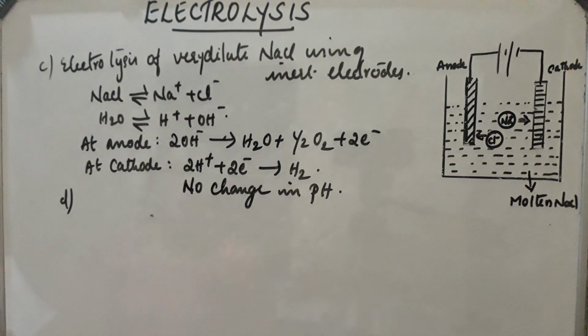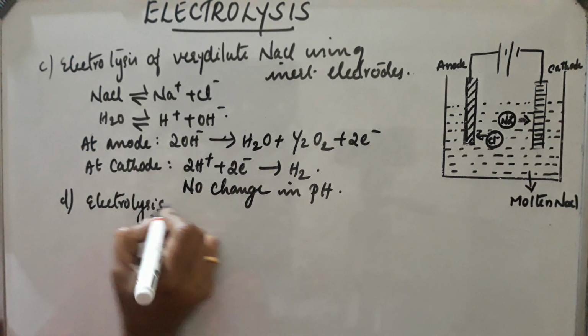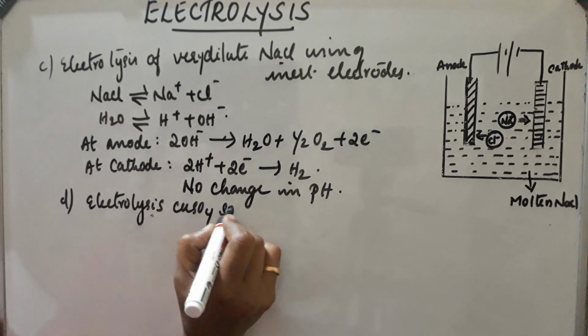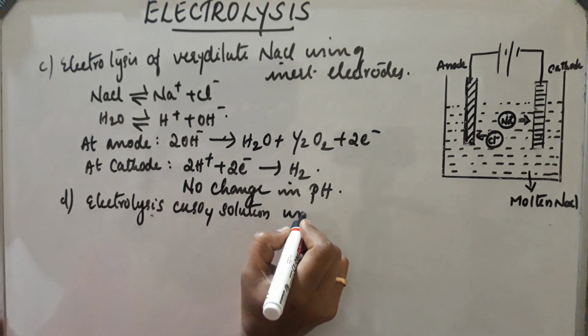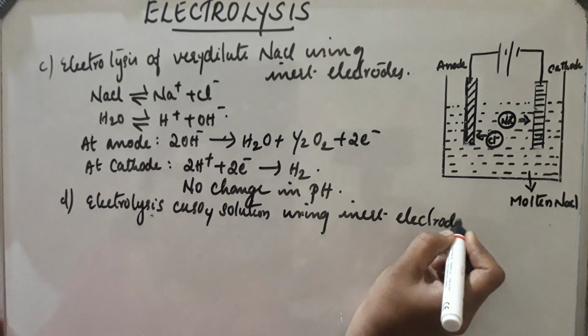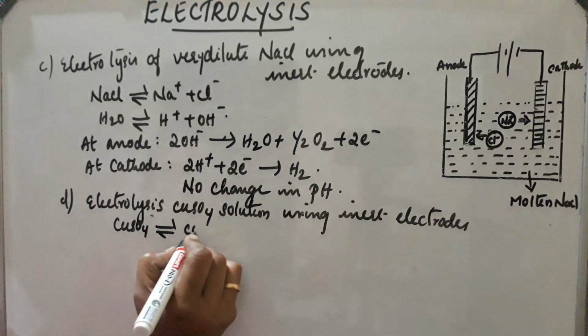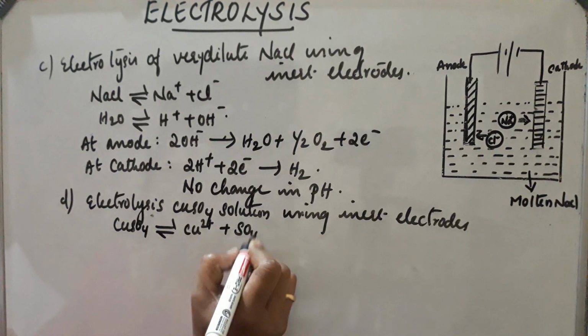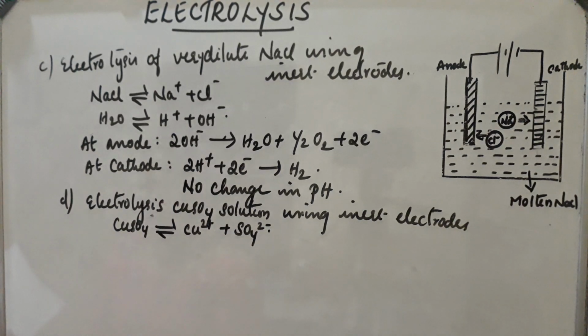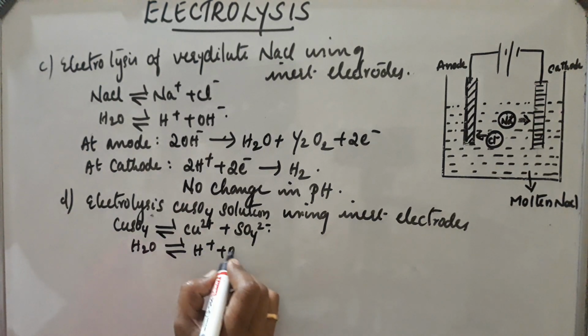That is electrolysis of copper sulfate solution. So instead of NaCl, we are using copper sulfate solution with inert electrodes. What happens? CuSO4 ionizes and forms Cu2+ and SO4 2-. Now H2O also ionizes and forms H+ and OH-.